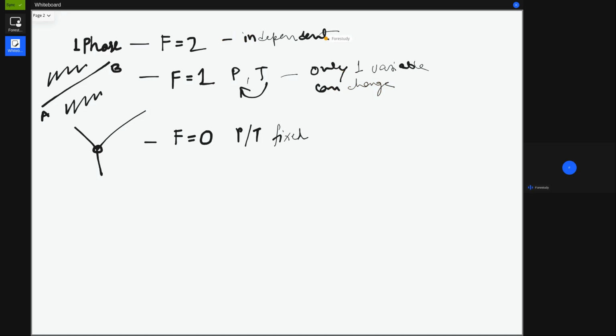So this is the explanation of the Gibbs phase rule, and these are the main fundamentals of the Gibbs phase rule.